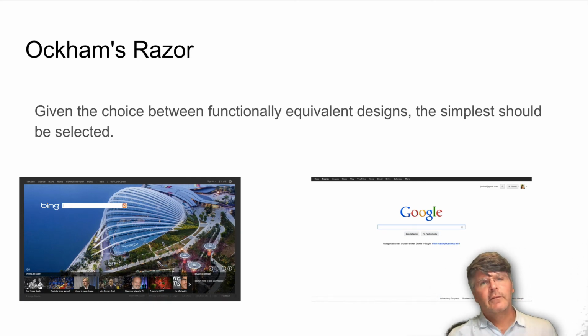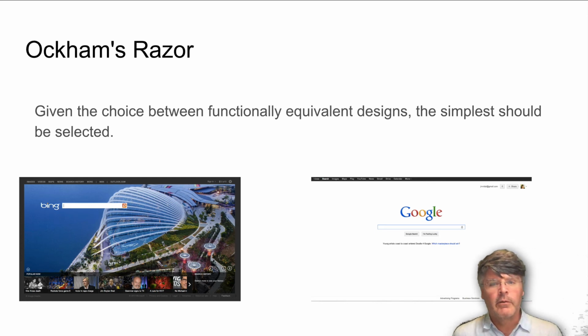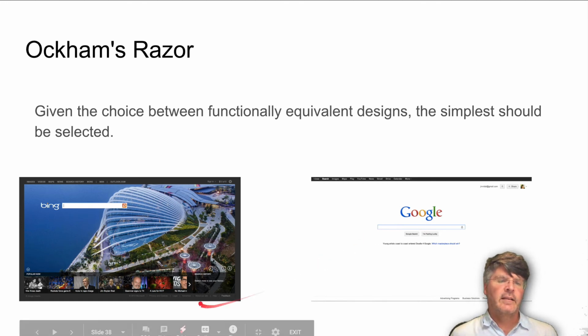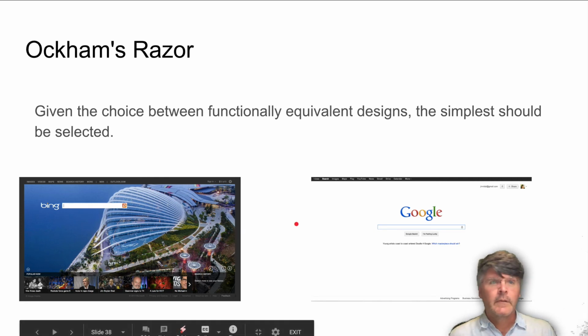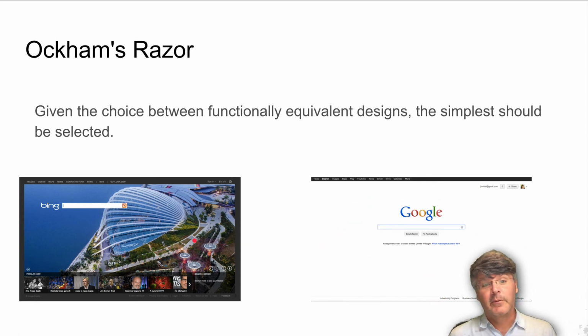Occam's razor for UI design tells us that given the choice between 2 equally equivalent designs, functional equivalent designs, the simplest should be selected. Just in general, right? So you can see this is Google versus Bing. So Google followed Occam's razor. They picked sort of the simplest design. And Bing, on the other hand, decided to go in a different direction with a lot more complications. So generally, people are going to gravitate towards a simpler design. Of course, there is something to be said for pretty pictures.